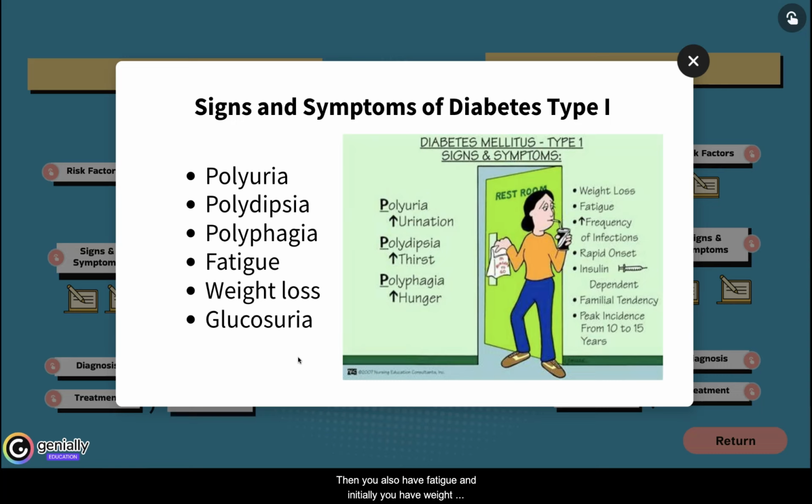Then you also have fatigue, and initially you have weight loss in type 1 diabetics, so we have to be very careful with managing the nutrition because they can have excessive amounts of weight loss. Then you have glucosuria in type 1 diabetics as well. What is glucosuria? Glucose being released in the urine. So you have high amounts of glucose in the urine. All of these are signs and symptoms of type 1 diabetes.